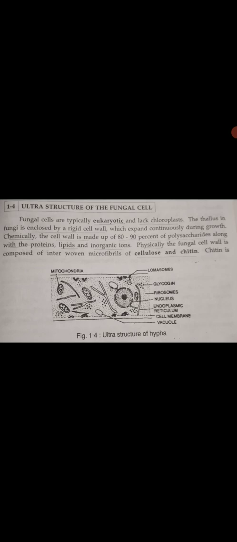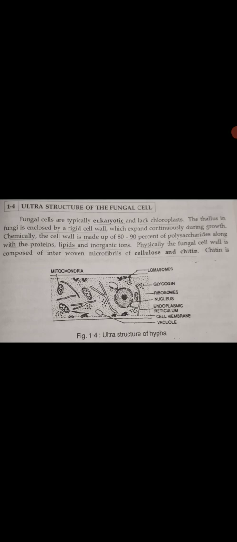And physically, when we observe the fungal cell wall, it is made up of two types of components: cellulose and chitin. After this cell wall we have a thin membrane. What is that thin membrane called? It is the plasma membrane, which surrounds the protoplast. We are all aware that the protoplast is surrounded by the plasma membrane.